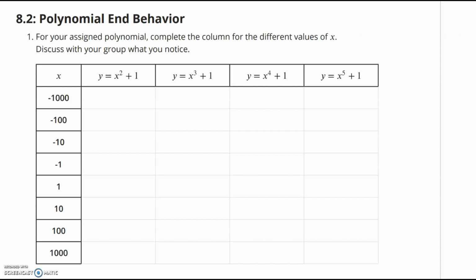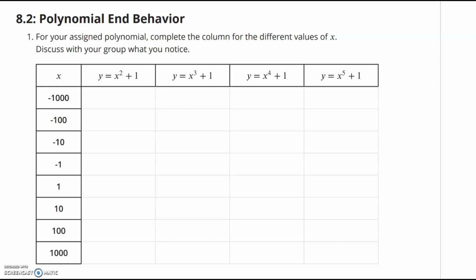Okay, on Unit 2, Lesson 8 here, we're going to start talking about polynomial end behavior. And we'll jump right in with number 1. For your assigned polynomial, complete the column for the different values of x and discuss it with your group. So we're not really working in groups, and we're not going to be able to have everybody do separate functions. So what we're going to do is finish this table out.